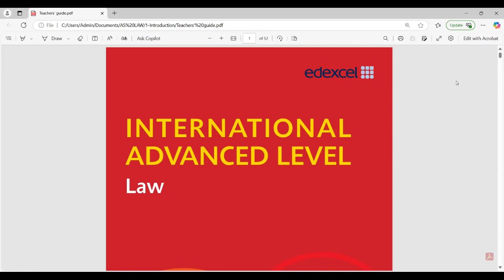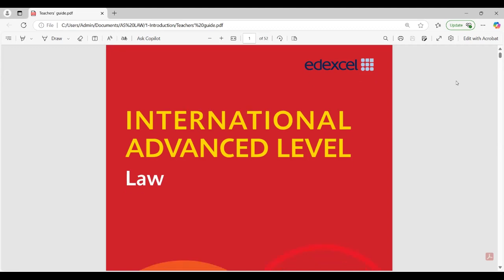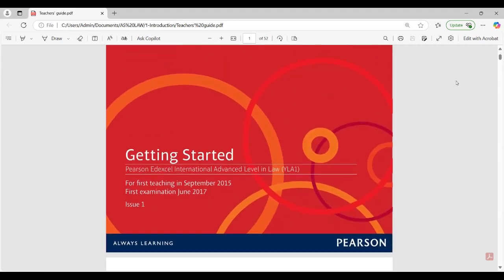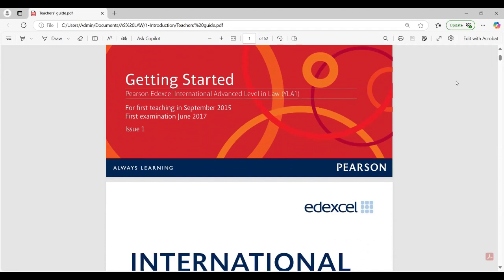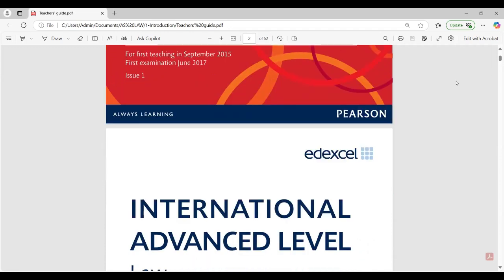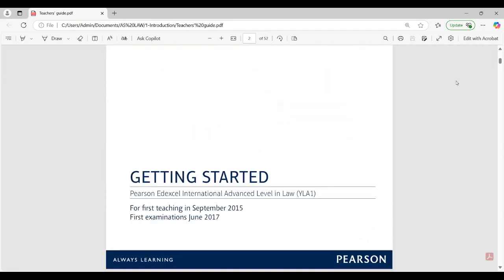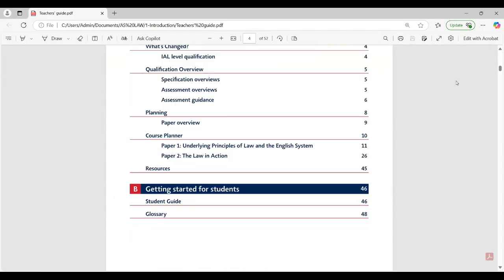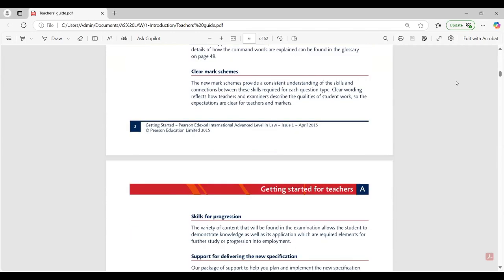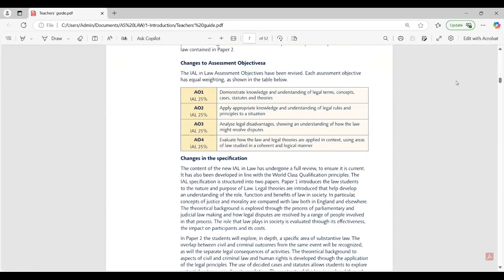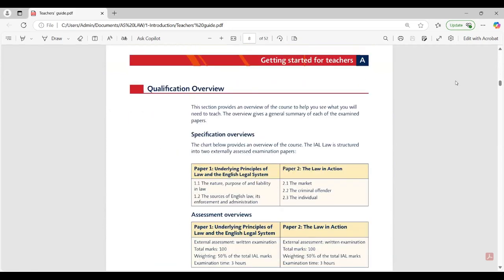So what I'm sharing on the screen is the teacher's guide for the International Advanced Level Law Edexcel syllabus. This will help you to get a good idea about what the syllabus is and how you're going to be assessed. I'll take you through the important points in this teacher's guide. First of all, let us look at the specification overview.